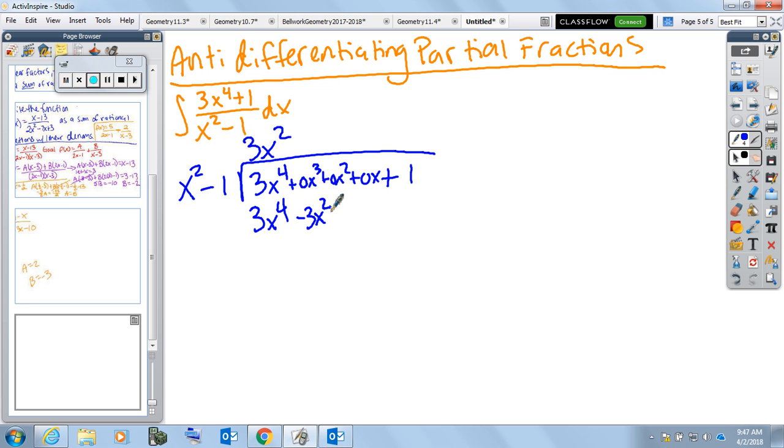So now we're just going to cancel on out. That 3x to the fourth will cancel out. Remember, this is subtraction that really happens in here, so that will cancel. This becomes a positive 3x squared now. Once again, we have to ask ourselves, how many times does x squared divide into 3x squared? Well, that's going to be a positive 3 times. And then 3 times x squared will give you 3x squared. Once again, this will subtract out.